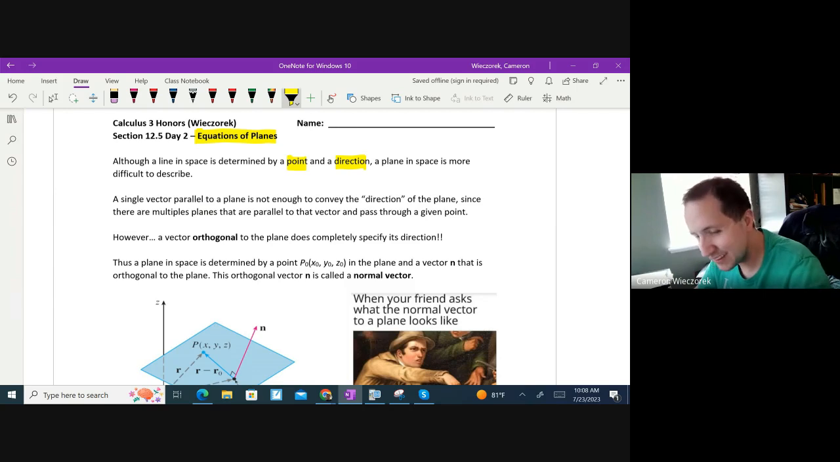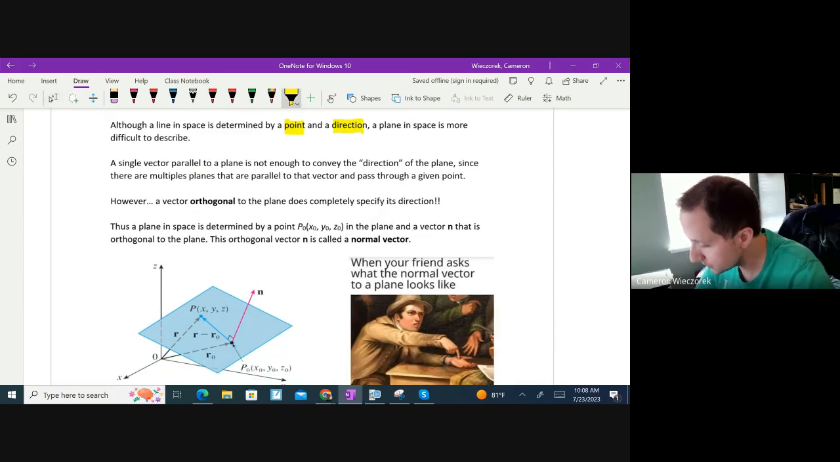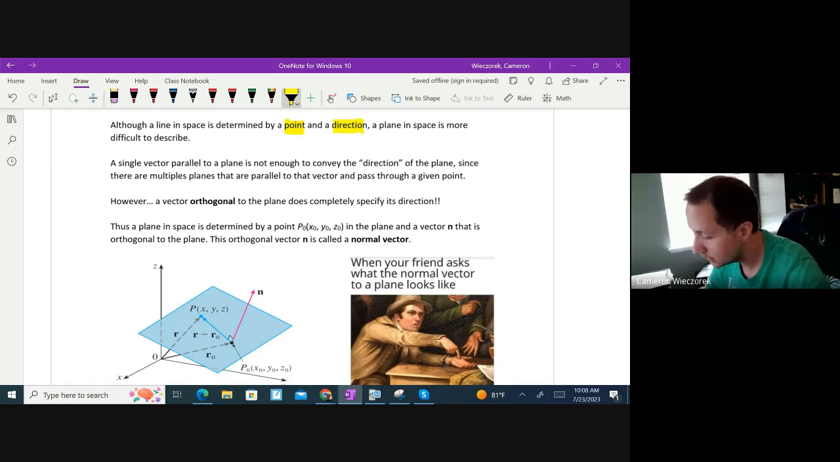Well, a plane is not too hard, but it's a little bit more difficult to describe with just a point and a direction. And the reason for that is because of the second paragraph here. A single vector parallel to a plane is not enough to describe the direction of that plane. There's many different planes that are parallel to that vector and pass through that given point. So you can have more than one plane.